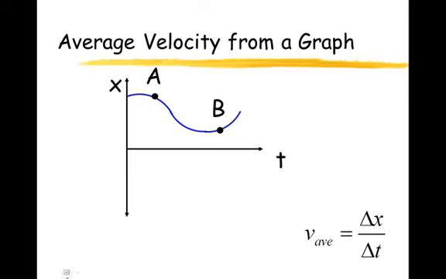Now, if it's a curved graph, still we're going to look at the two endpoints, at location B and location A. And we would draw a line from those two endpoints. And our equation for the velocity would still be based on those two endpoints, the rise divided by the run.